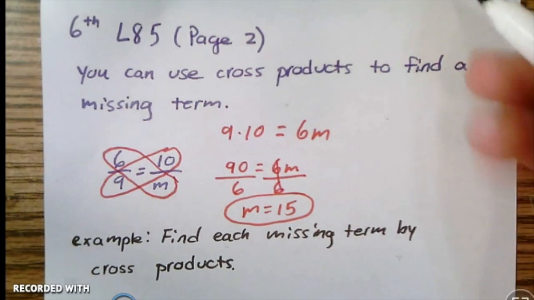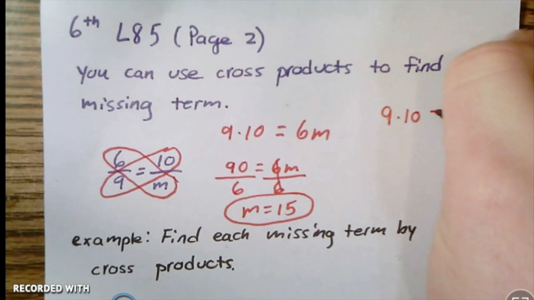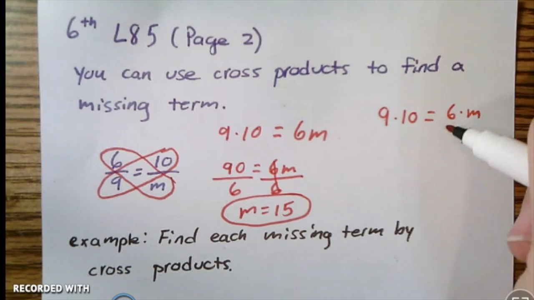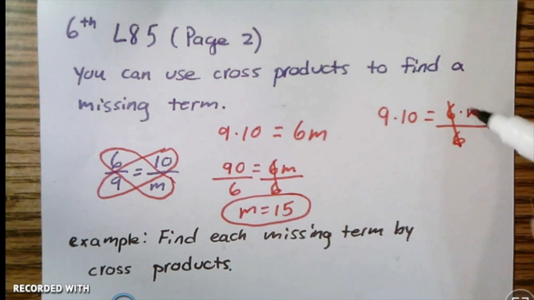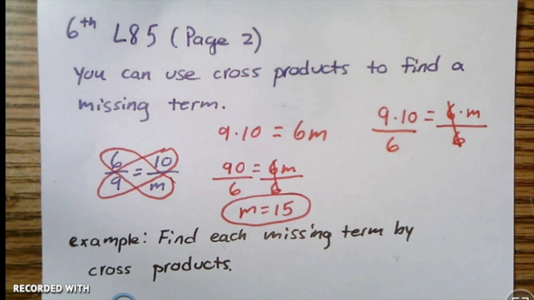Now here's another way to do it where we can deal with smaller numbers. Right now I've got 9 times 10 equals 6 times m. Instead of multiplying the 9 times the 10 first, I'm going to just divide by 6 to get rid of 6 over here, because I'm undoing the multiplication. And then I'm going to divide by 6 here.